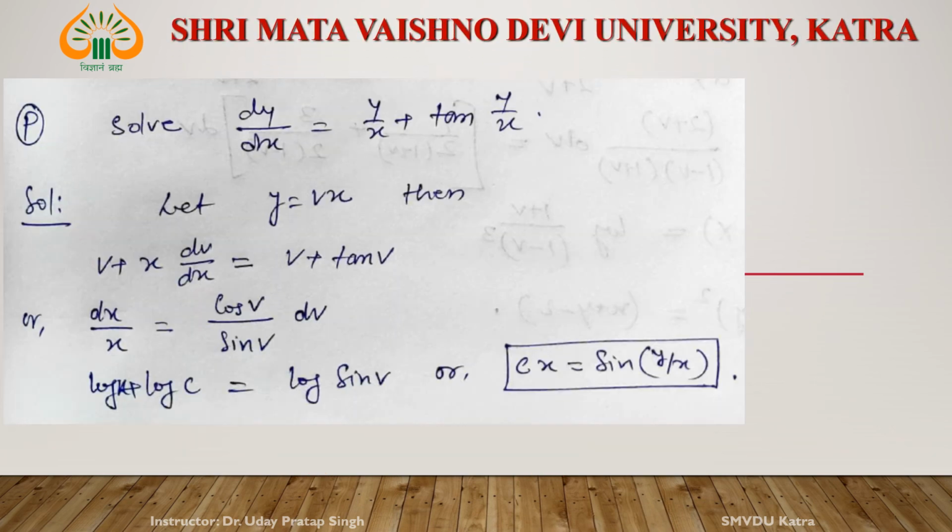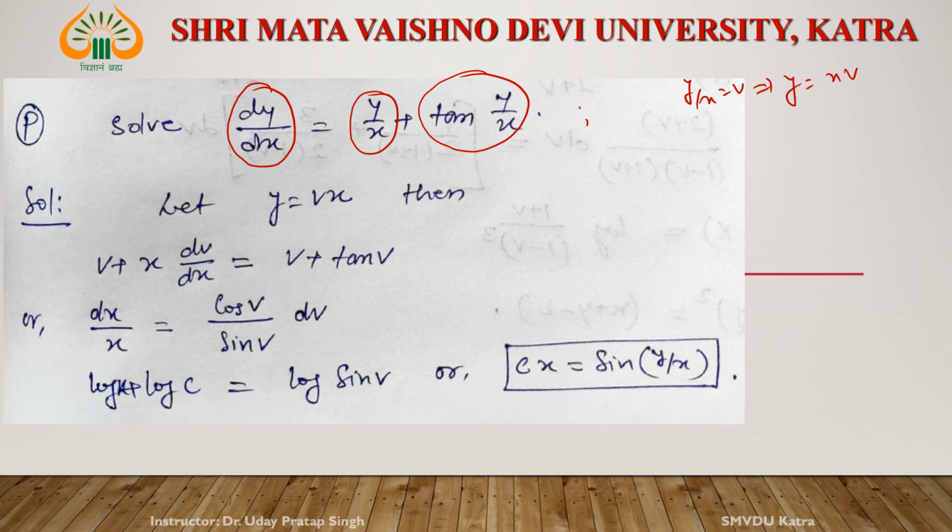Consider the second one. dy by dx is equal to y by x tan y by x. Again, assuming that y by x is equal to v, or y is equal to xv, so dy by dx is equal to v plus x dv by dx. Replace this dy by dx by this thing: v plus x dv by dx. This y by x is v, so this one is tan v. So v and v are cancelled out.